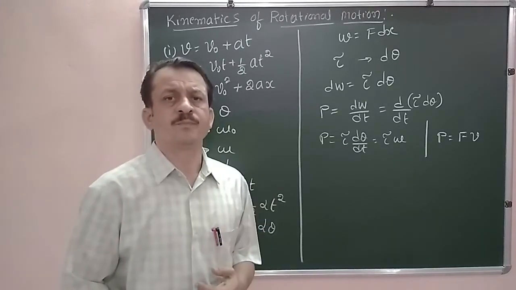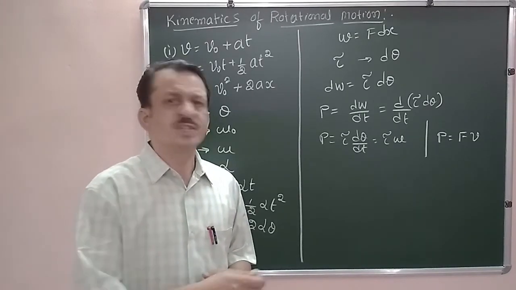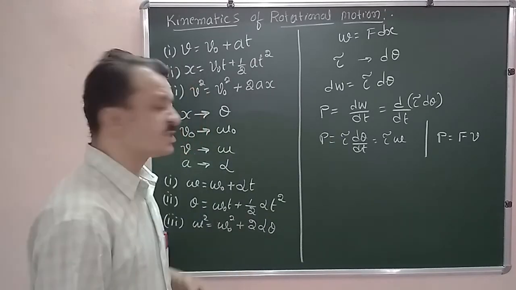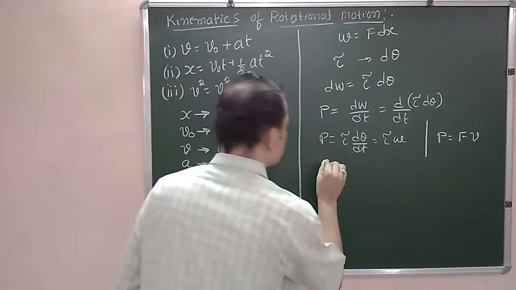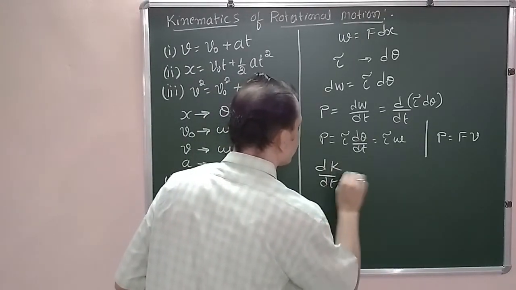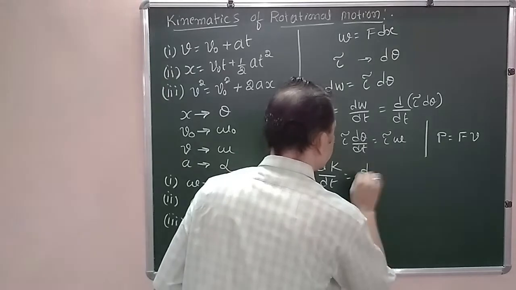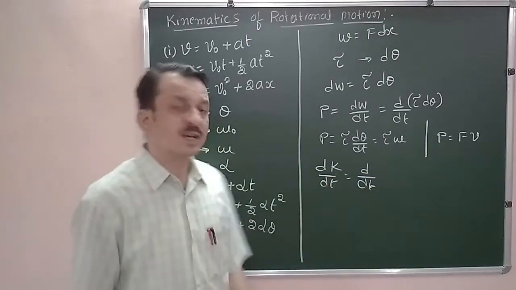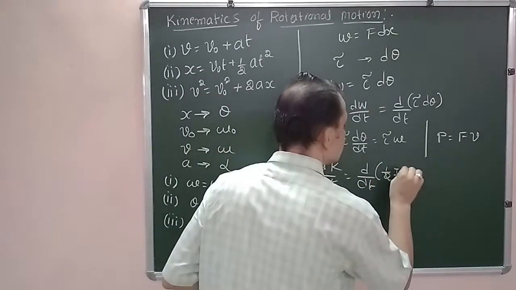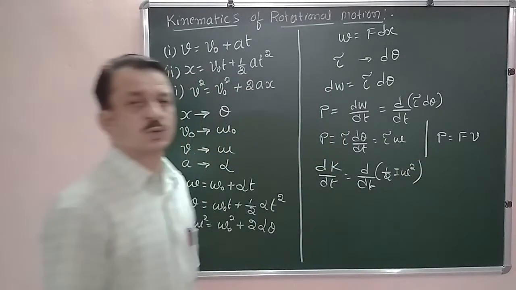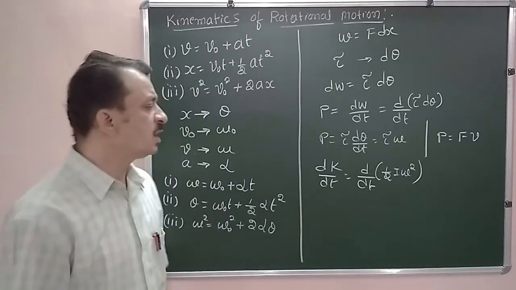Now as and when a torque is applied, it produces a change in its angular velocity, and hence there is a change in its angular kinetic energy. Now what is the change in kinetic energy? That is dK by dt, which is d by dt of the expression for kinetic energy in rotational motion. In rotational motion, kinetic energy is half I omega square, where I is the moment of inertia, omega the angular velocity.